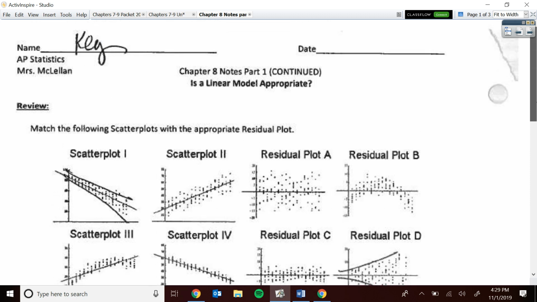Right, we're going to go ahead and talk about the notes for chapter 8, part 1, and continued, because I decided to separate this out and actually have a discussion about if a line is the appropriate model for our data. We do focus on that mostly this year, a linear model, appropriateness or not, but we'll later talk about what to do if a linear model is not appropriate. But for now, we just establish, is linear a good fit? And we say why or why not, and then go from there.